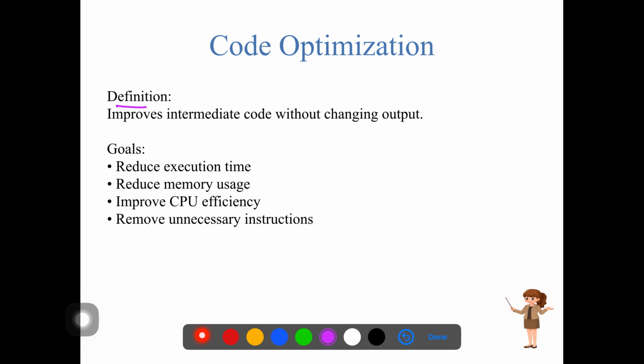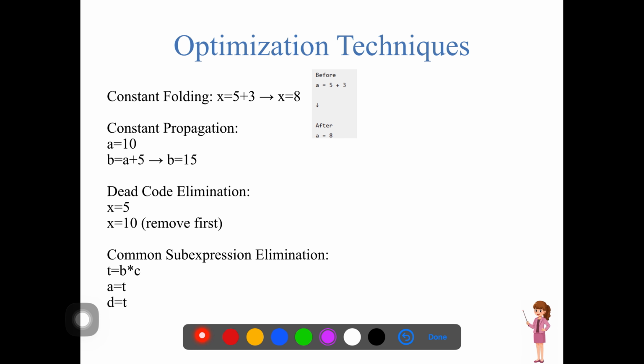Code optimization. After intermediate code generation, the compiler optimizes it. It improves the intermediate code without changing the output. Goals: reduces the execution time, reduces the memory usage, improves the CPU efficiency, and removes unnecessary instructions. Let's go into the next slide and see in detail.